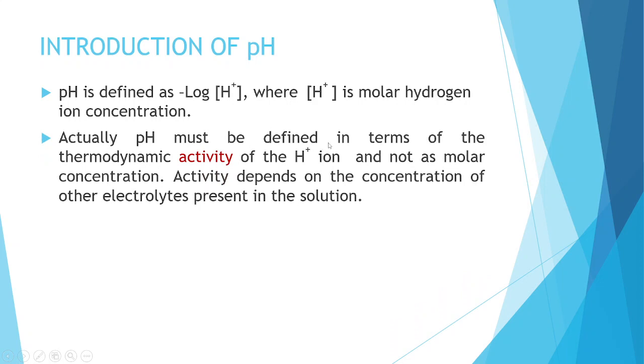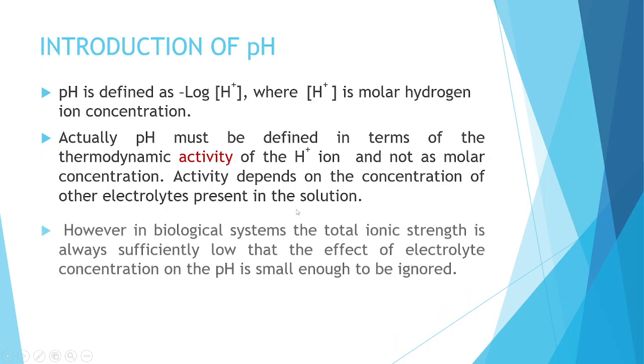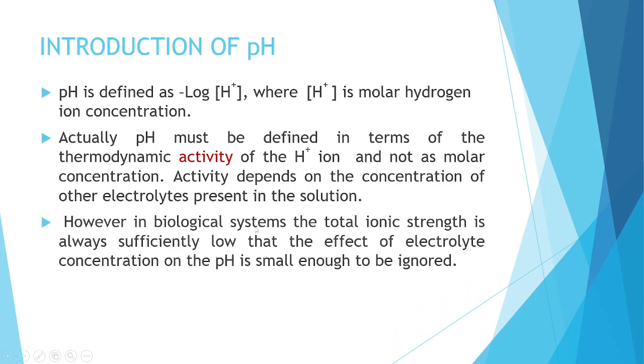Actually, pH must be defined in terms of thermodynamic activity of hydrogen ion and not as molar concentration. Activity depends on the concentration of other electrolytes present in the solution. However, in biological systems like our body, the total ionic strength is always sufficiently low that the effect of electrolyte concentration on the pH is small enough to be ignored.